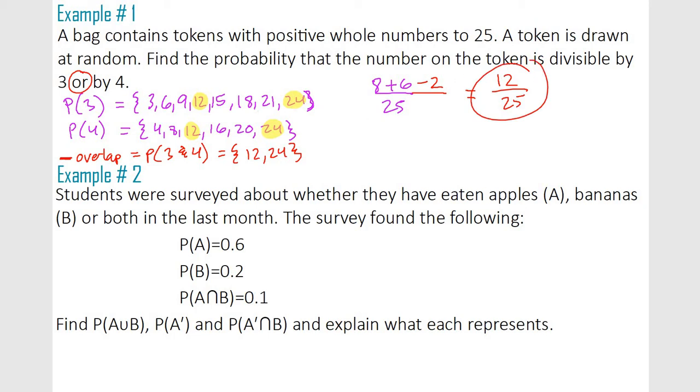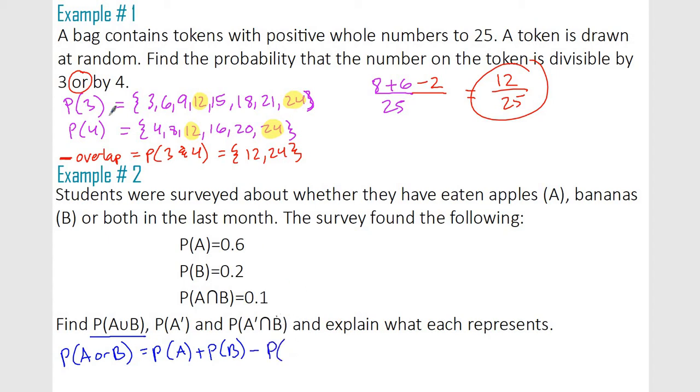So let's do the next one. Students were surveyed whether they ate apples, bananas, or both in the last month. So they found this. So find the probability. Let's start with A union B. What that one is saying is let's find the probability of A or B. That's what we did up here. So that's the probability of the first one plus the probability of the second one minus the overlap.